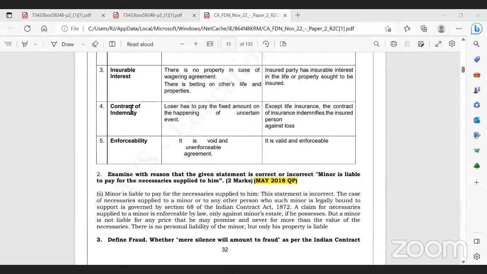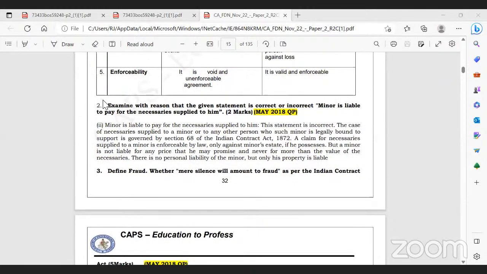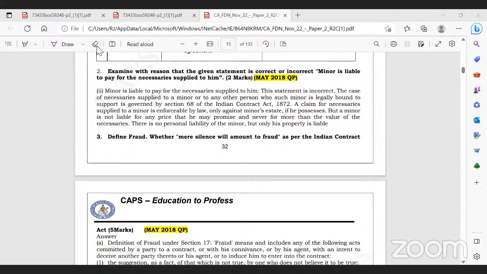Examine with reason whether the given statement is correct or incorrect: a minor is liable to pay for the necessary supply to him. Remember, this is a quasi contract. We had done two cases, no? Nash versus Inman and Roberts versus Gray. Remember that man taught that billiards and all. You'll have to mention the case laws and you'll have to mention the section, right? So this is a quasi contract. Any liability for supplies to a minor for necessities of life will be treated as a valid contract. I hope you all remember. Even if you don't, you'll have the video recordings. You can always look at that, read that, or listen to that. Got it?